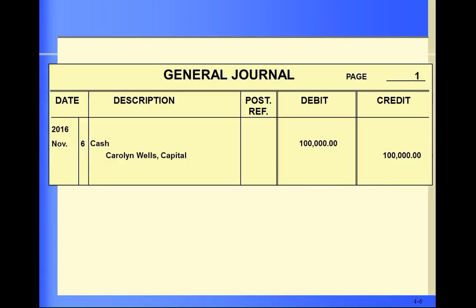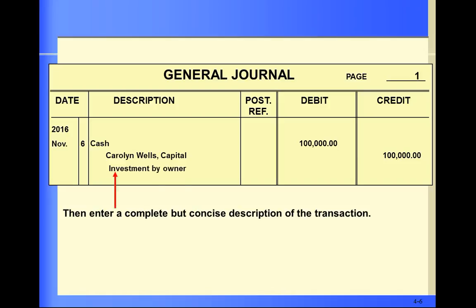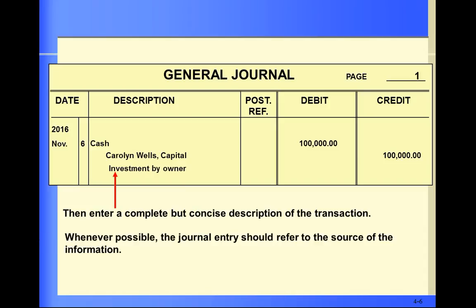So here is the first transaction that we have here, the Carolyn Wells capital account. The transaction itself is in there, but what we need now is what is called a memo. This is a note that we're going to place at the bottom of the entry that gives us information about the actual transaction. We want this to be as detailed as necessary so that we can follow the information, if necessary, back to the source documents.